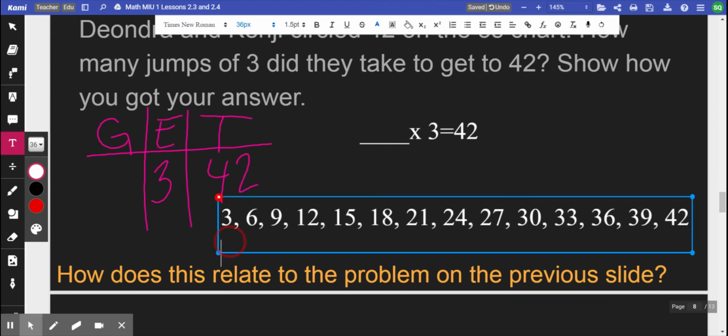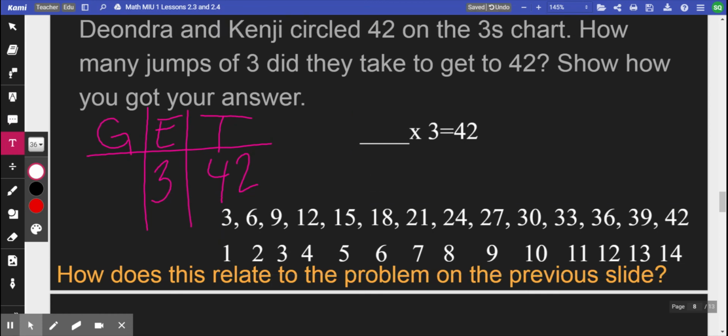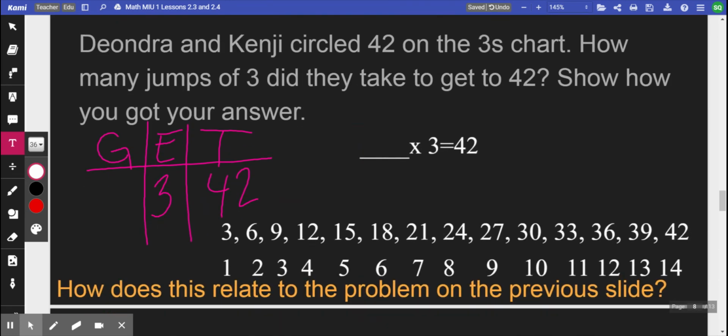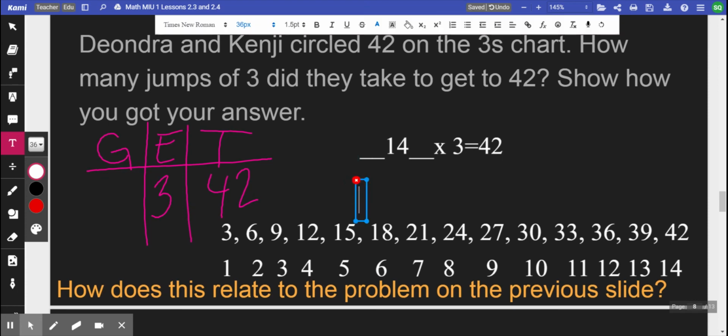Okay, so I counted it out, and now let's see how many it is. 2, 3, 4, 5, 6, 7, 8, 9, 10, 11, 12, 13, 14. Ooh, 14. How is 14 related to 7? Isn't 14 a double of 7?